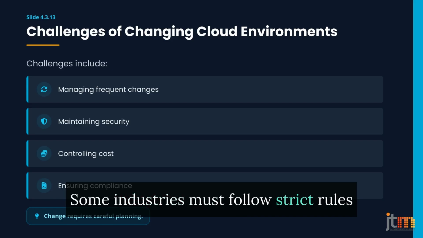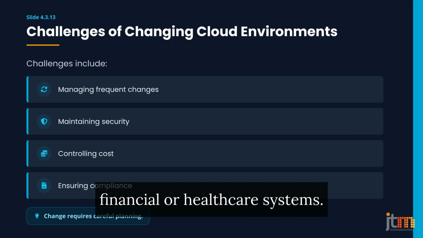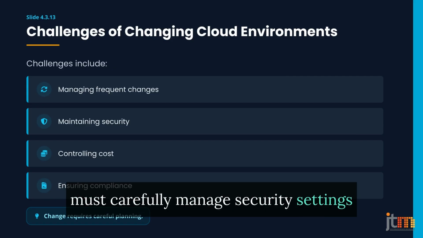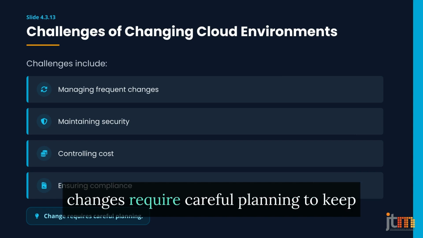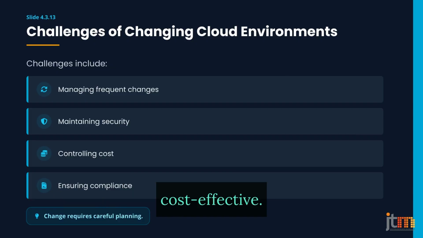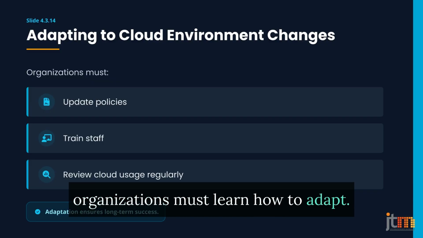Some industries must follow strict rules for storing and protecting data, such as financial or healthcare systems. For example, a bank using cloud services must carefully manage security settings and follow data regulations. Because of these challenges, cloud changes require careful planning to keep systems secure, efficient, and cost-effective. Cloud environments change over time, so organizations must learn how to adapt.